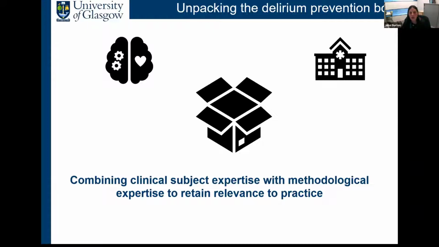And so with great input and thanks to Suzanne, who you've heard from, and Alex, who you will hear from, and their methods expertise, we were able to take that together and work as a combined team, sharing our expertise to try and look at those factors.